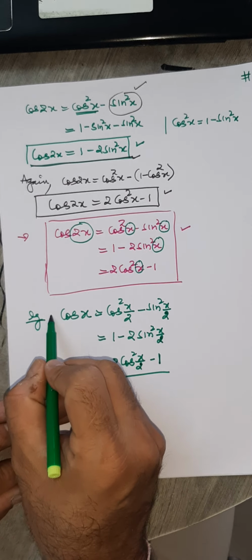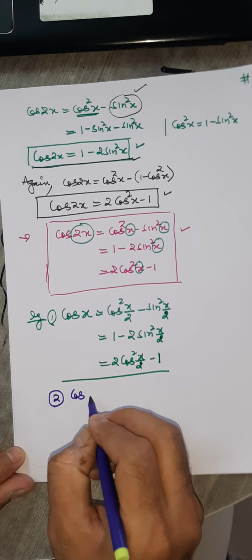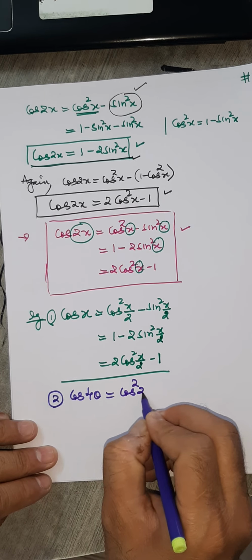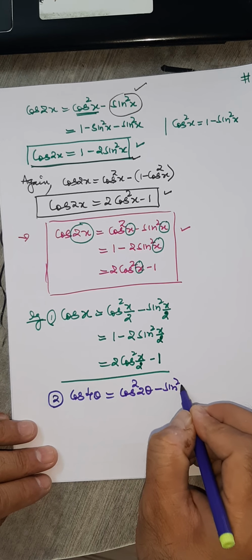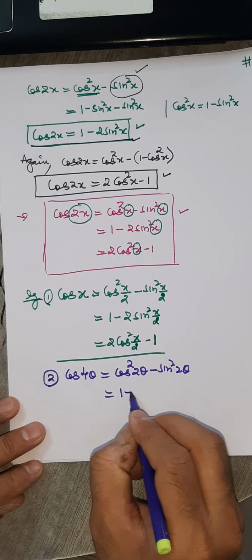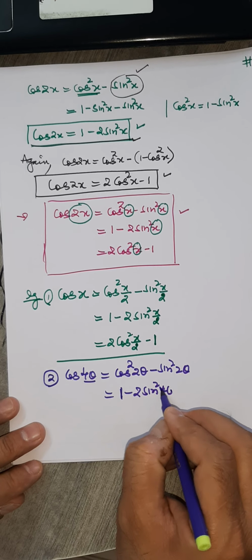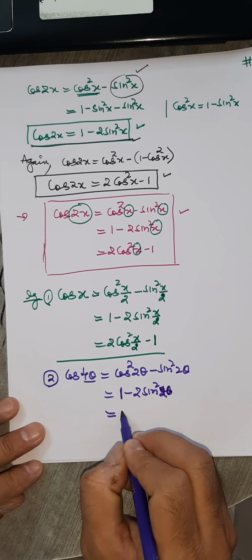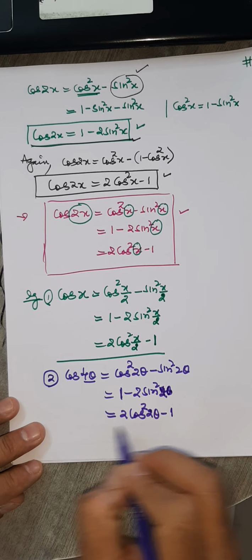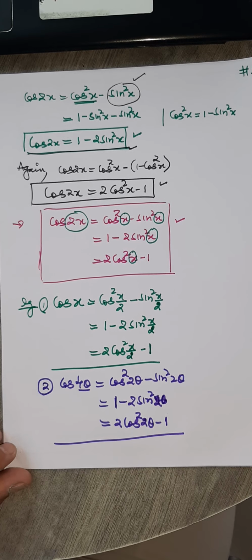I can write one more example. Suppose I have cosine 4 theta. So I can write one as cos square of half of this, which is 2 theta, minus sin square 2 theta. I'm just showing so you can understand how to use it in the sums. It equals 1 minus 2 sin square 2 theta, half of 4 theta, and 2 cos square 2 theta minus 1. So this way we can use the formula for cos 2x.